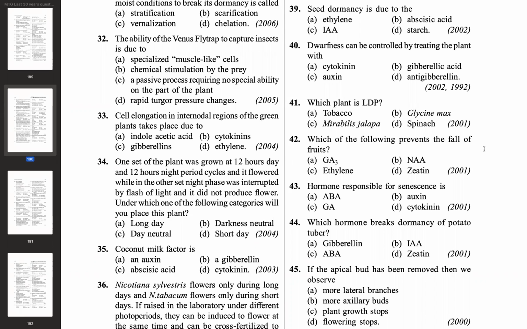Gibberellin will delay senescence, not promote senescence. Ma'am, GA is what, ma'am? Gibberellic acid. It's not abscisic acid, no, ma'am, for senescence? It is abscisic acid, no. See, auxin, cytokinin, and gibberellic acid, all these delay senescence. Senescence is completely done and cutting is done by abscisic acid, no. Yes, ma'am, abscission. Just missed. Next question.